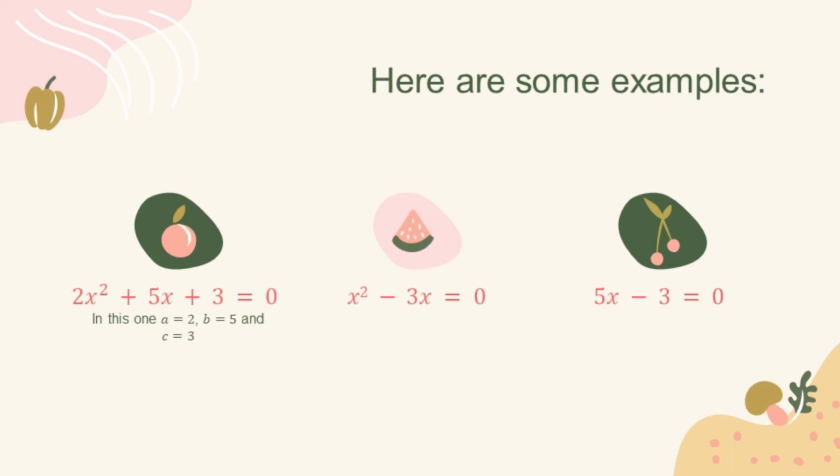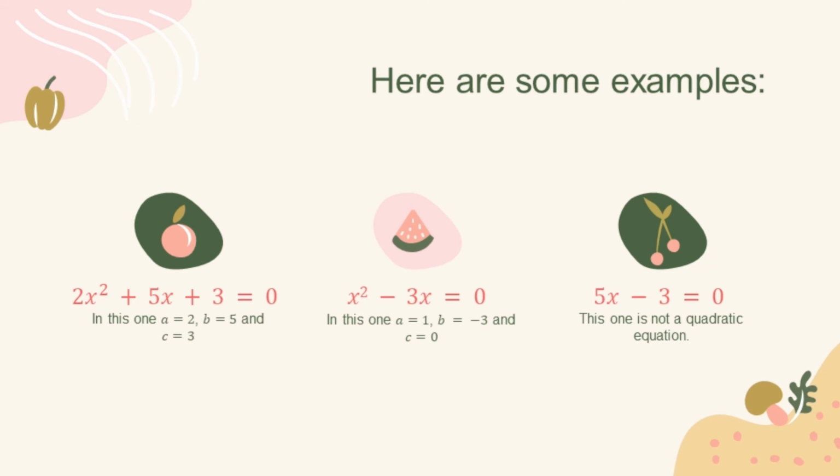In the second problem, it's a little more tricky. Where is a? Well, a equals 1, as we don't usually write 1x squared. And b equals minus 3. And where is c? Well, c equals 0, so it's not shown. And the last problem, this one is not a quadratic equation. It is missing x squared. In other words, a equals 0, which means it cannot be quadratic.